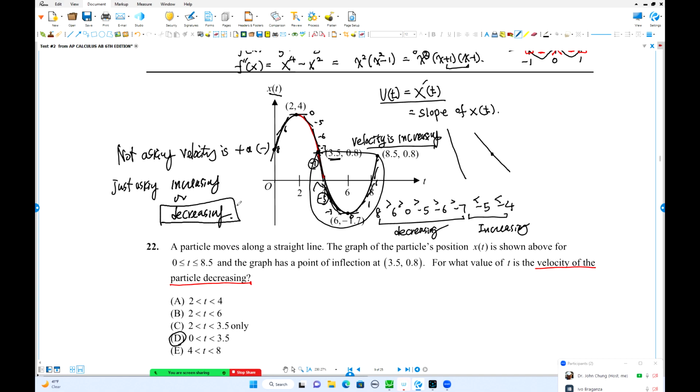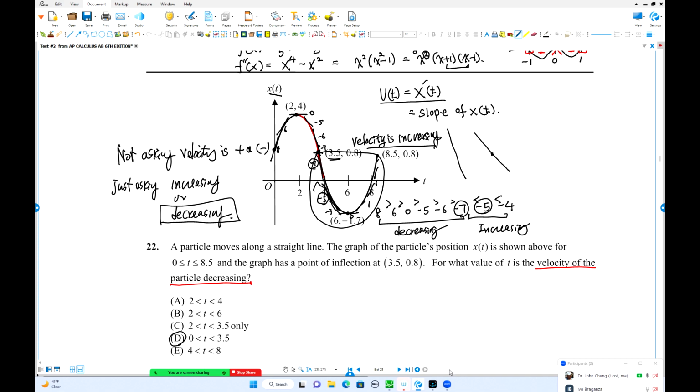But this time it is what? Decreasing. So from here to here, you can see the numbers are decreasing, right? 8, 6, 0, negative 5, negative 6, negative 7, decreasing, isn't it? Right after 3.5, that is increasing again, right? They change from negative 7 to negative 5. Negative 5 is greater than negative 7. Okay, don't be confused over here, okay? So choice D is the answer.